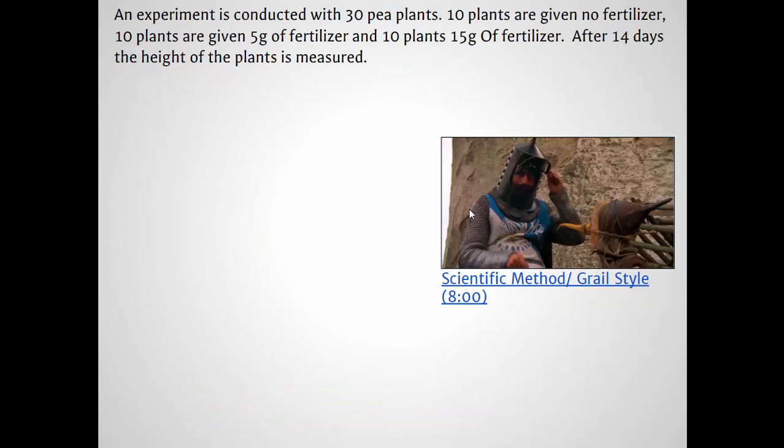Okay, we'll finish up with this. Just look at this example experiment. I know it's similar to one we were using. So an experiment's conducted of 30 pea plants. 10 are given no fertilizer, 10 are given 5 grams, 10 given 15 grams. After 14 days, the height of the plants was measured. Go ahead and answer those questions about this experiment. Probably only take you a couple minutes. Please. Stirring up your memory from 7th grade.